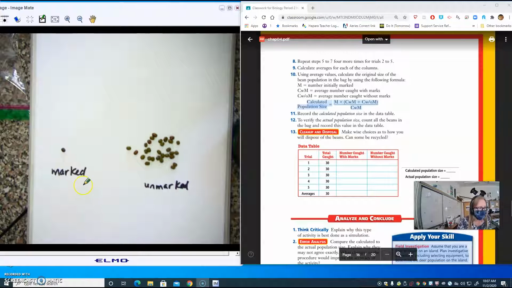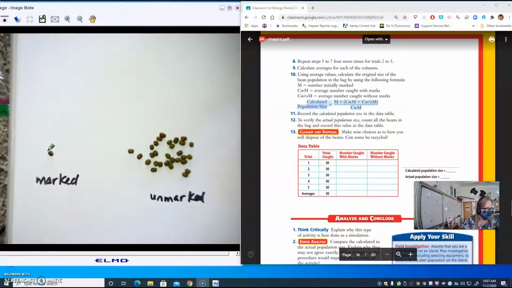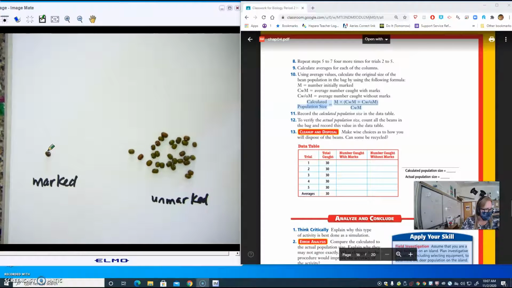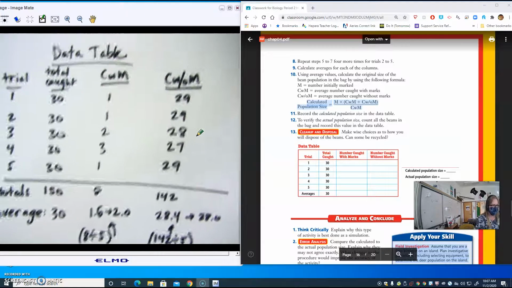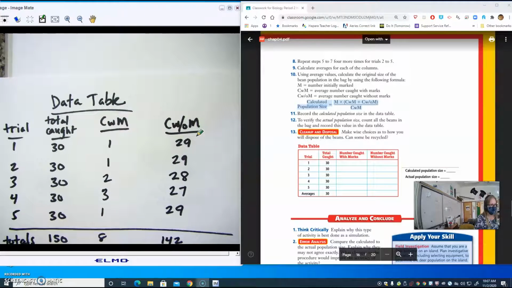All right, this is my last trial of the beans, and I've got some different results I'll show you, but the last sample happened to be the same as the first couple. So I have 1 marked bean, which is kind of hard to see. Let me go in, see if you can see it, but it is right there. And I have 29 unmarked beans. Okay, so put that on my data table right here.